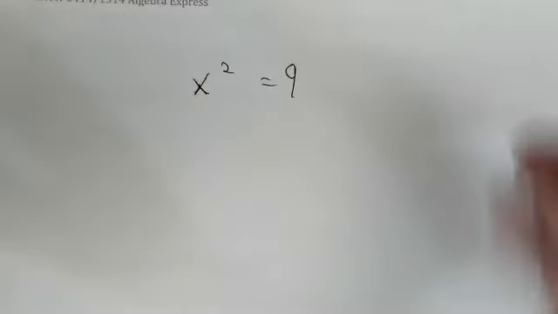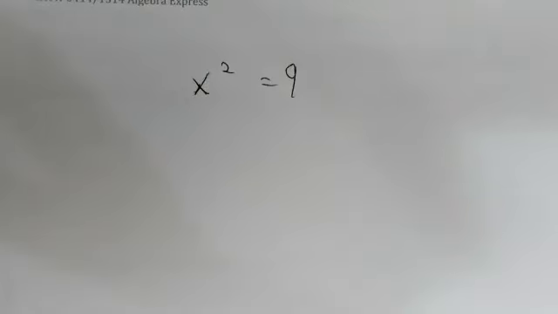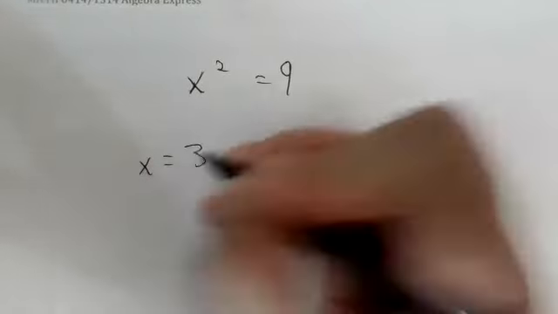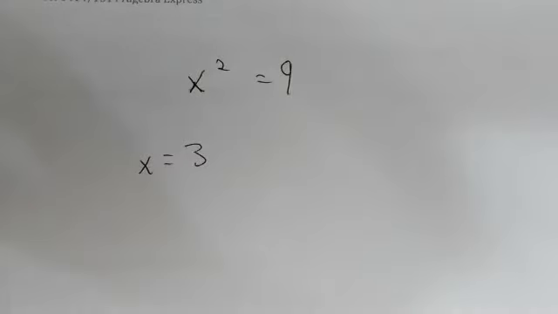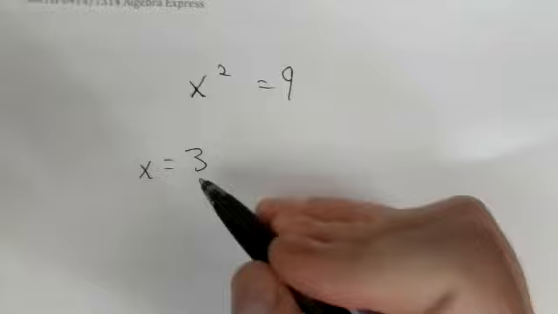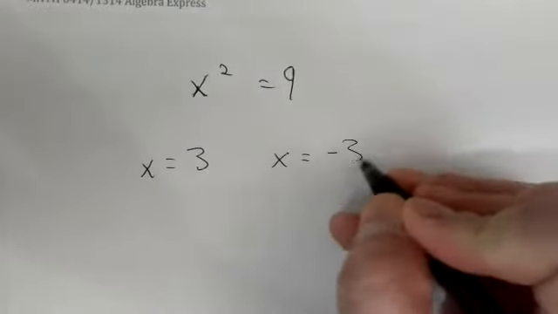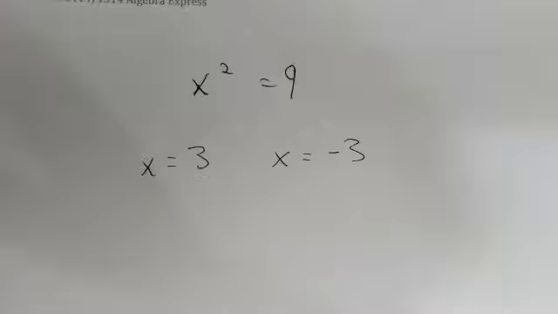So if we get something like x squared equals 9, I think most everyone is going to say something like x equals 3. Most people will get that. And if you get that, you get half of that correct. There is something else there that is possible. So when we square 3, we're going to get 9. But if we square a negative 3, a negative 3 times a negative 3 is also a positive 9.